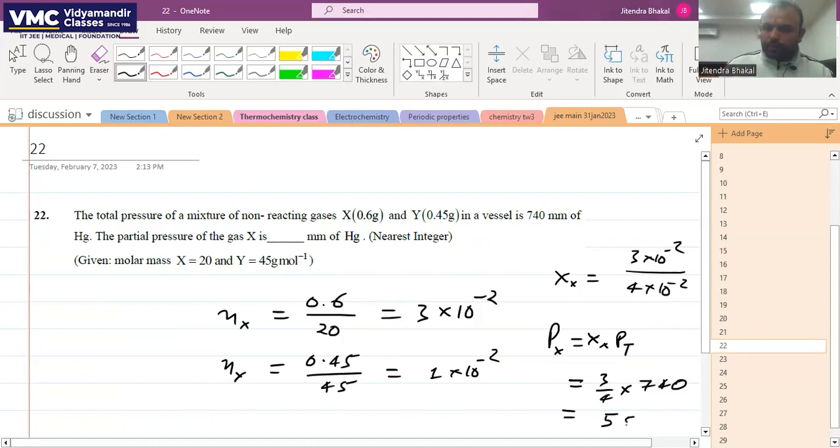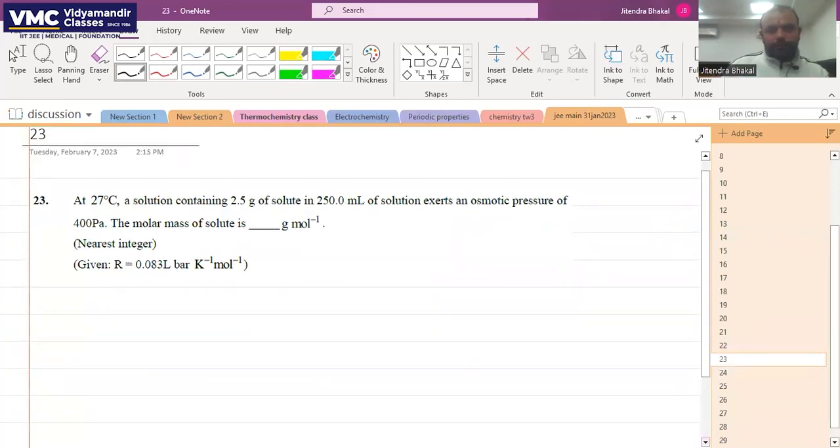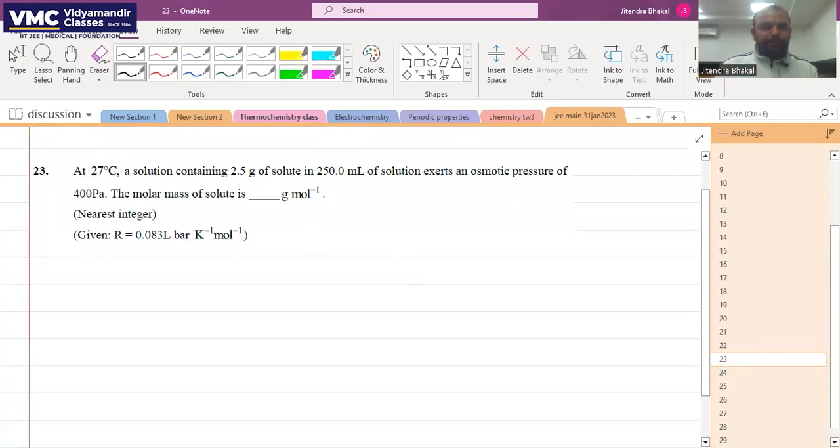So 5 mm of Hg. So this is the answer for question number 22. Question number 23. Now in question number 23, it is a question from solution chapter.